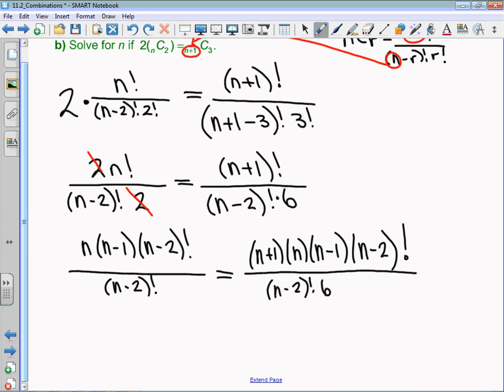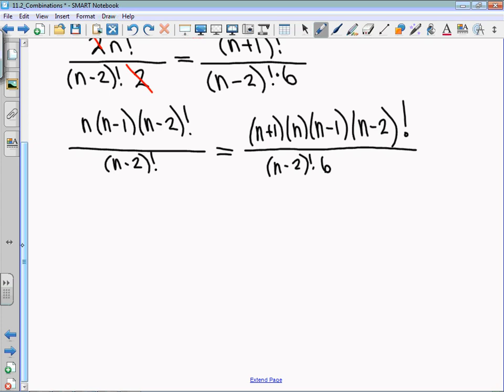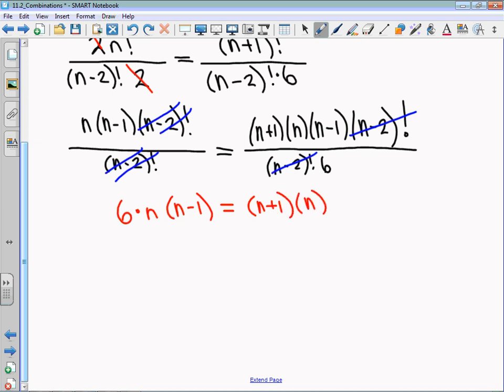All right, there are more cancellations we can make, certainly by design. We very, very intentionally manipulated it this way. So the n minus 2 factorial is going to cancel on the right-hand side, and the n minus 2 factorial is going to cancel on the left-hand side. Now, I'm going to multiply that 6 over. I'm going to write the next line as 6 times n minus 1 is equal to n plus 1 times n times n minus 1. Now, if I want to isolate my n variable, there's nothing wrong with dividing.